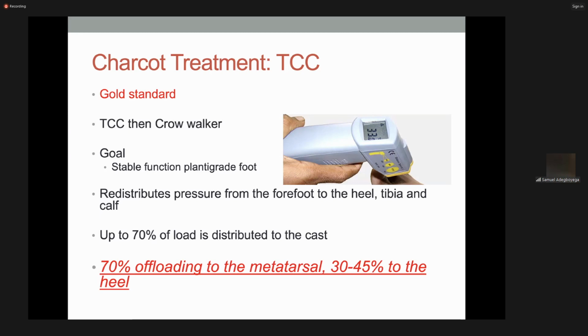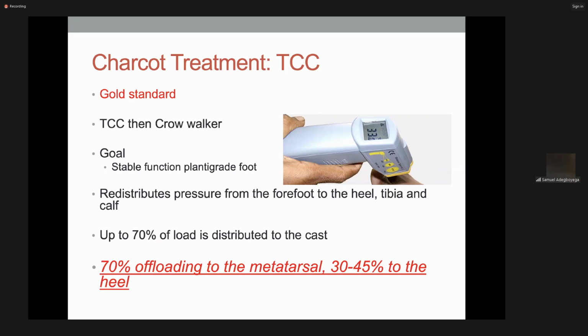So, basically, listen to this. The first line is always total contact cast. Diabetic ulceration, total contact cast. Charcot foot, total contact cast. You want to offload, total contact cast. Don't forget, board exams love total contact cast. That's your answer all the time. If total contact cast is not there, the next best option is something called a CROW walker, Charcot restraint orthotic walker.